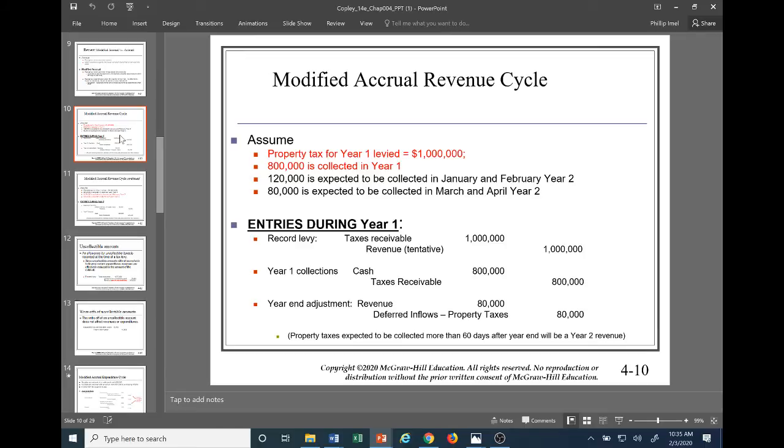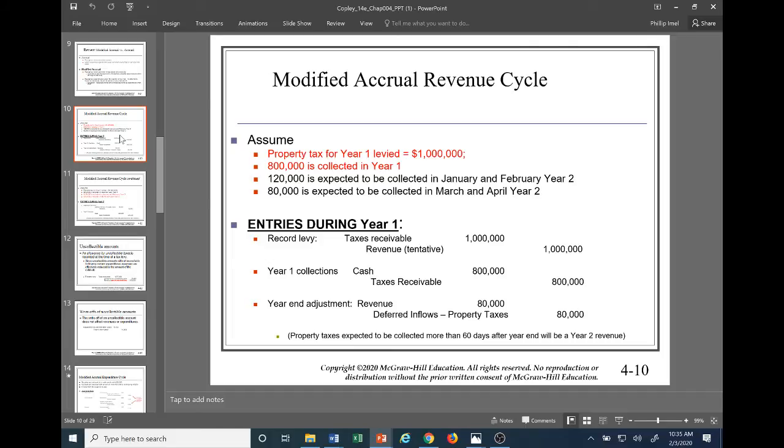Okay, but now we have a year-end adjustment we need to make, right? Because it says that $120,000 is expected to be collected in January and February of year two. We don't have to correct anything there, because that's still going to be available. January and February fall within that 60-day period. However, $80,000 is expected to be collected in March and April of year two. We do need to make a correction on this entry.